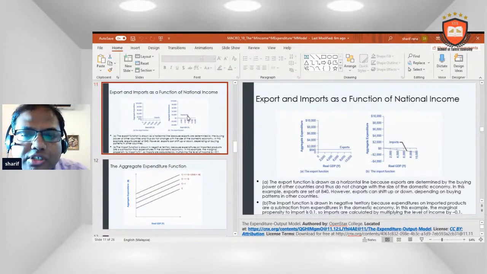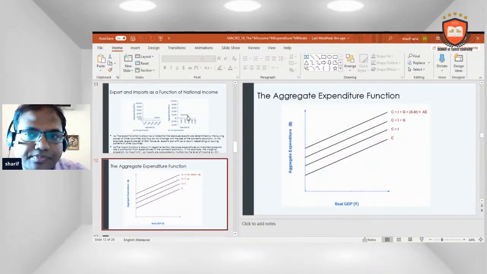The import function is drawn in negative territory because spending on imported products is a subtraction from expenditure in the domestic economy. In this example, the marginal propensity to import is 0.1. So imports are calculated by multiplying the level of income by 0.1.